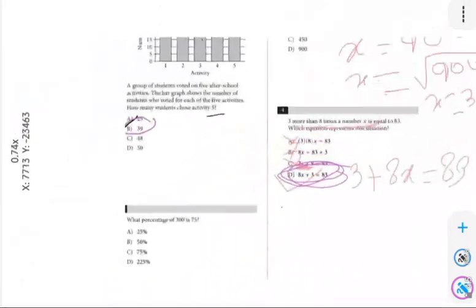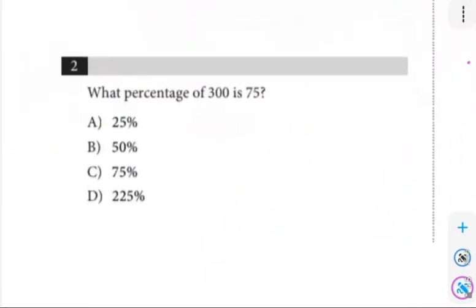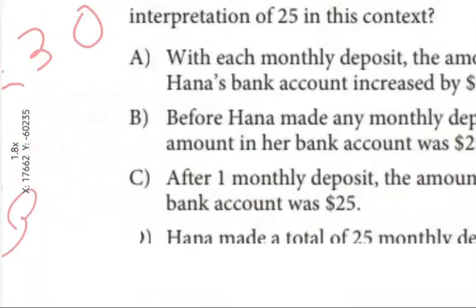Now let's move on to this question. It is a very easy question. It reads: what percentage of 300 is 75? I give it to you as homework because it takes a lot of process.